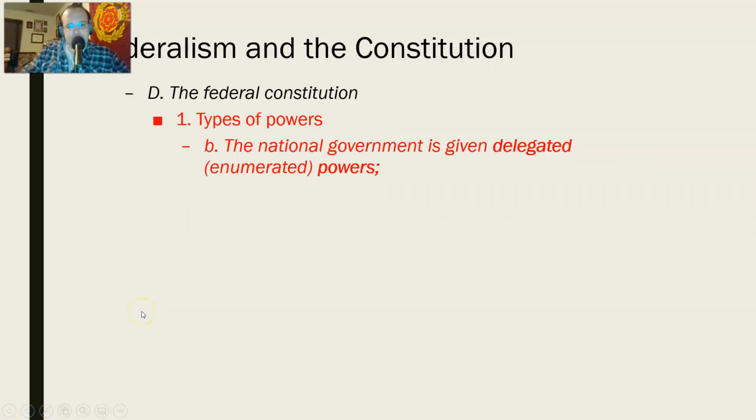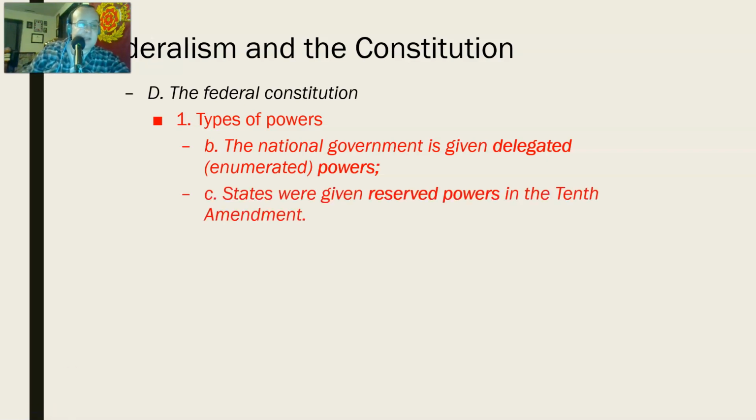So the federal Constitution, the U.S. Constitution, this is upside down. Okay, this little book here gives delegated powers to the national government. I would remember that term, delegated powers. States are given reserved powers via the 10th Amendment.